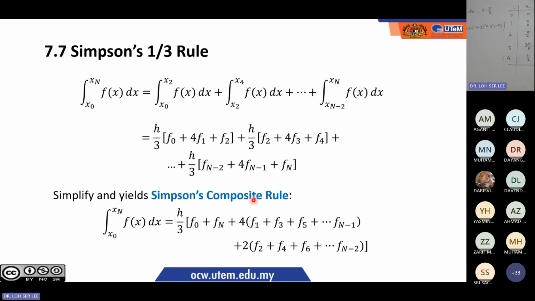So here we need 3 columns. The first column for head and tail, the second column for the odd iteration, and the third column for the even iteration. Those from odd multiply by 4 and those from even multiply by 2. So this is the formula for the Simpson's composite rule.